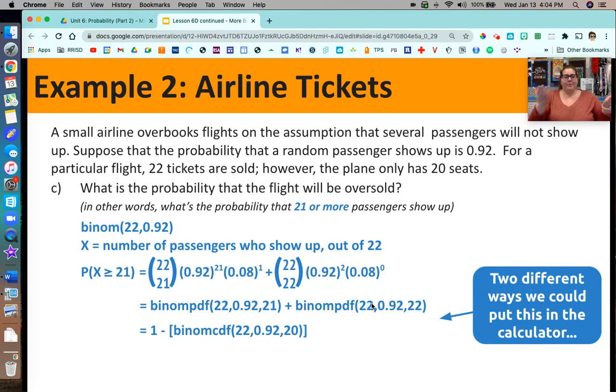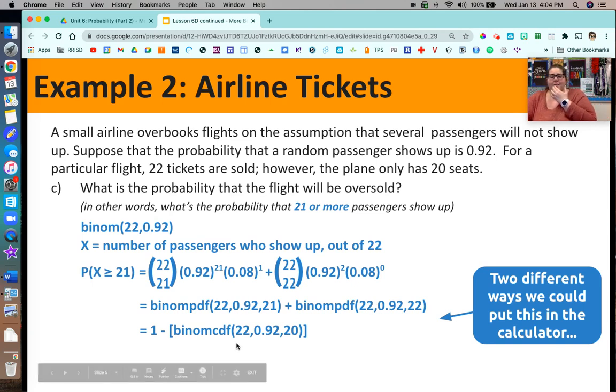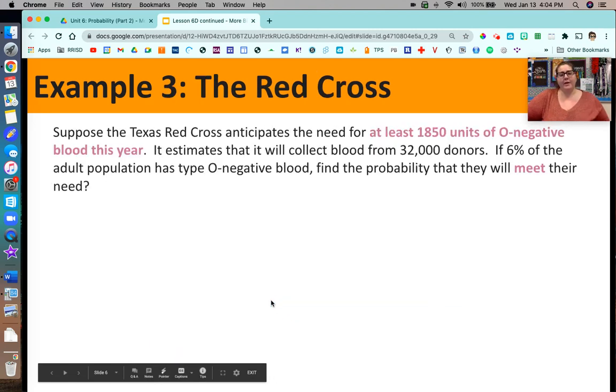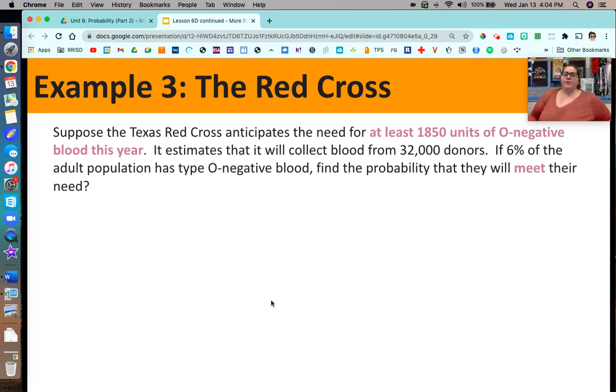Well, you think about it, 20 or less and 21 or more are complements of each other. Those are really the only two things that can happen, right? In this situation, either 20 or less are going to show up or 21 or more. So our trick of figuring out a greater than or equal to probability is to work around the less than or equal to probability.